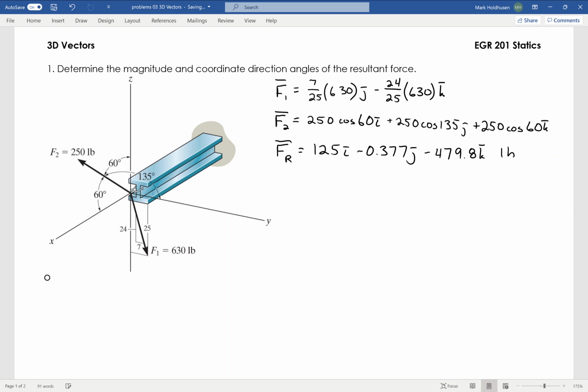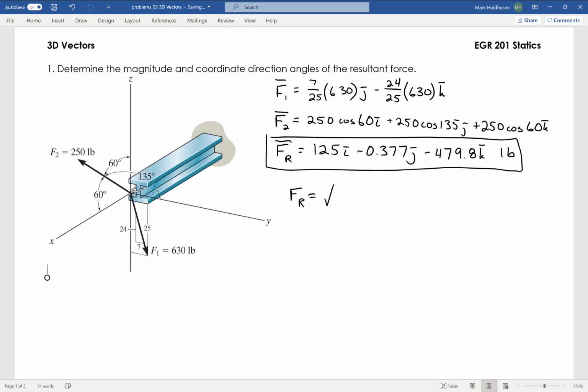I could add pounds here, and I could leave it like this. Now, in three dimensions, I actually prefer it this way. To me, it's easier to draw that vector with those components rather than what the question's asking for, which is the magnitude and the coordinate direction angles. The magnitude is a relevant value, and it just uses the Pythagorean theorem, but for three dimensions, which is still just the square root of the sum of the squares. We just have three components instead of just two.